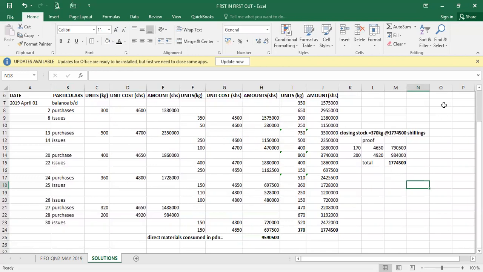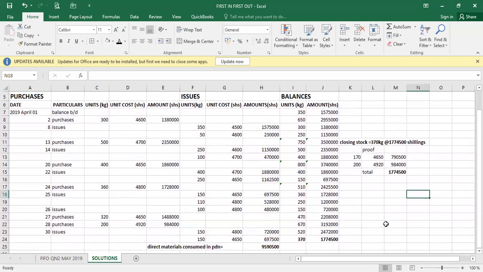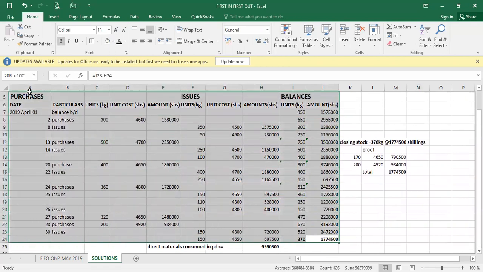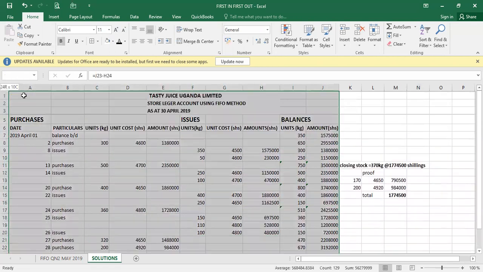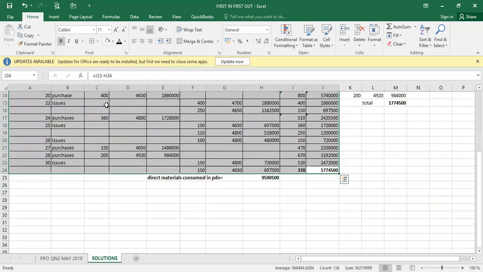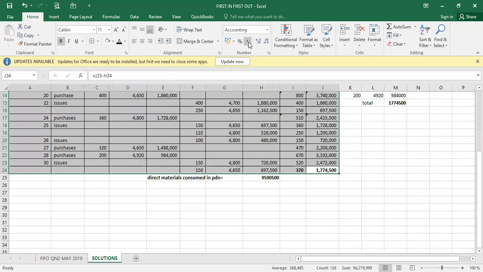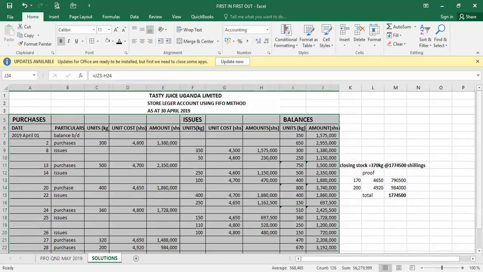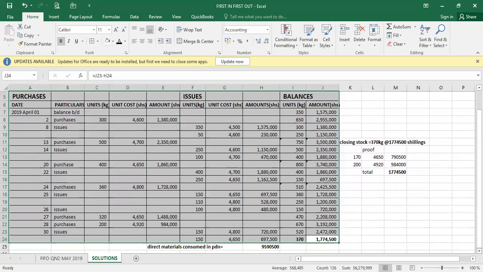Maybe we can try to put a little bit of borders so that the work looks a bit fine. We can stop there and just put from here. We put all borders. You can even try to put some commas as separators. If you want, you can even put in the shillings inside, but since we had put it up, it comes out very fine. Those are the 15 marks.